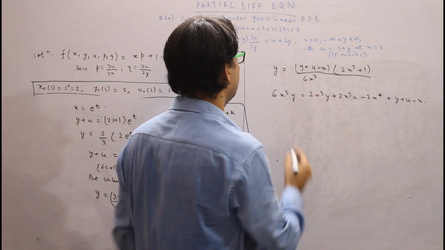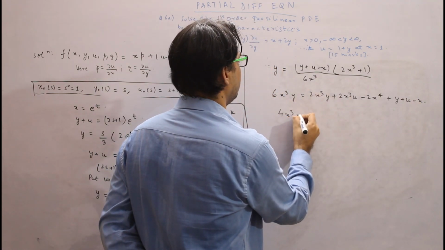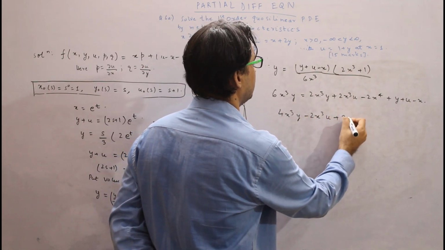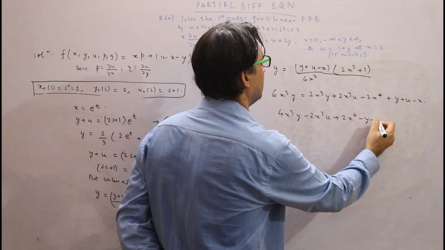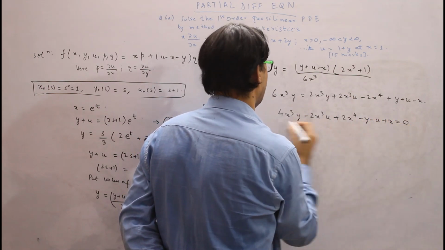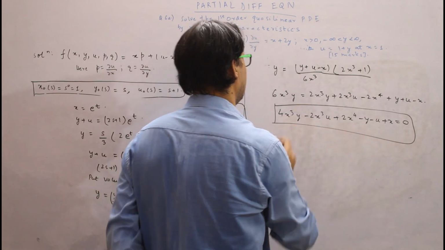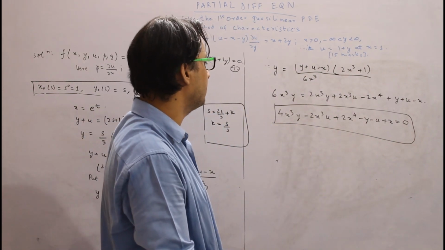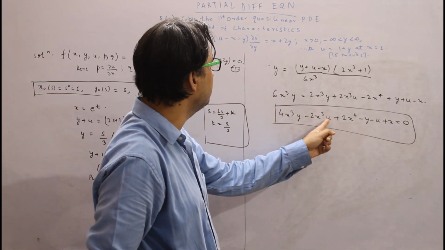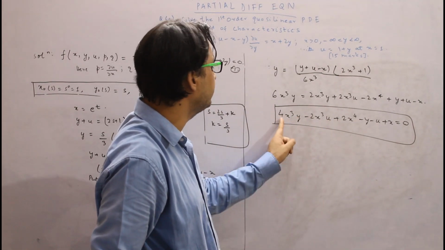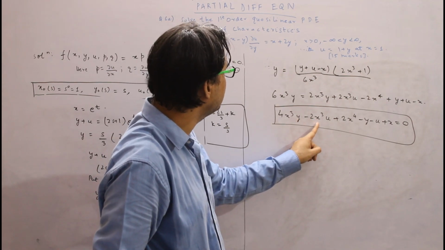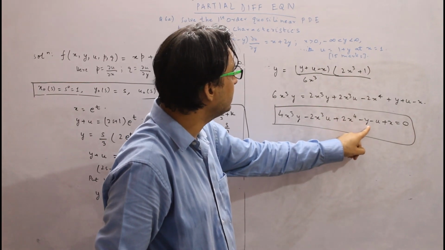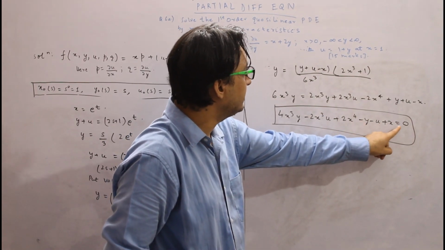If we take this one on this side, this becomes 4x cube y, and if you bring all of these on this side, we can write this as, so this is the solution by the method of characteristic equation. So we were given in terms of u, x and y, and the answer is 4x cube y minus 2x cube u plus 2 into x to the power 4 minus 2 minus u plus x is equal to 0.